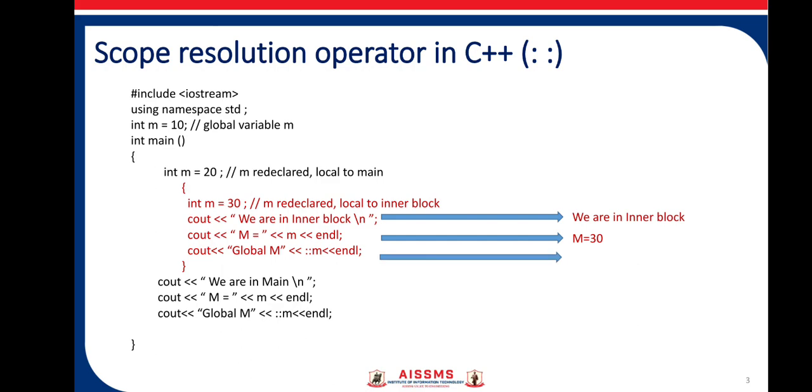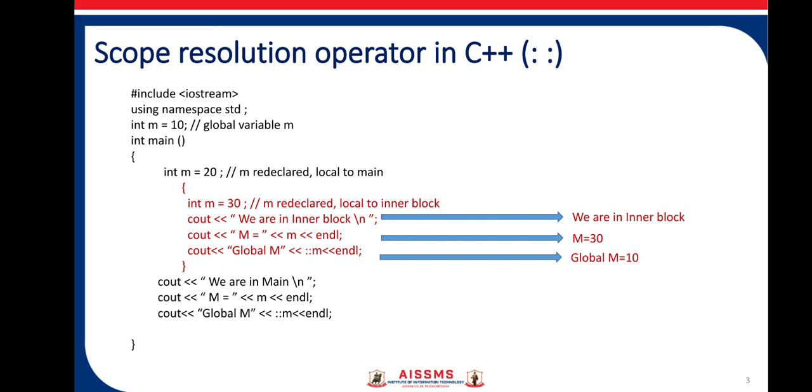Now the next statement is global m, where we are using this scope resolution operator and we are printing value of m. Here we have two possibilities, m equal to 10 and m equal to 20. Both these variables are global to the inner block. So which variable will get preference? Preference will always be given to the most global variable. That means in this case m equal to 10.